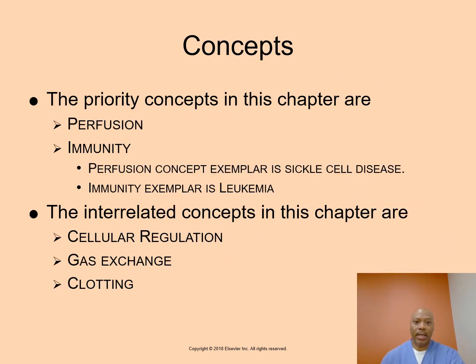And these are some priority concepts for this chapter: perfusion and immunity. Perfusion is an exemplar for sickle cell disease, and you'll learn about that as we go through the presentation. Immunity is the exemplar of leukemia, although I've already discussed leukemia, so we won't be going over that. There's already a voiceover for that as well.